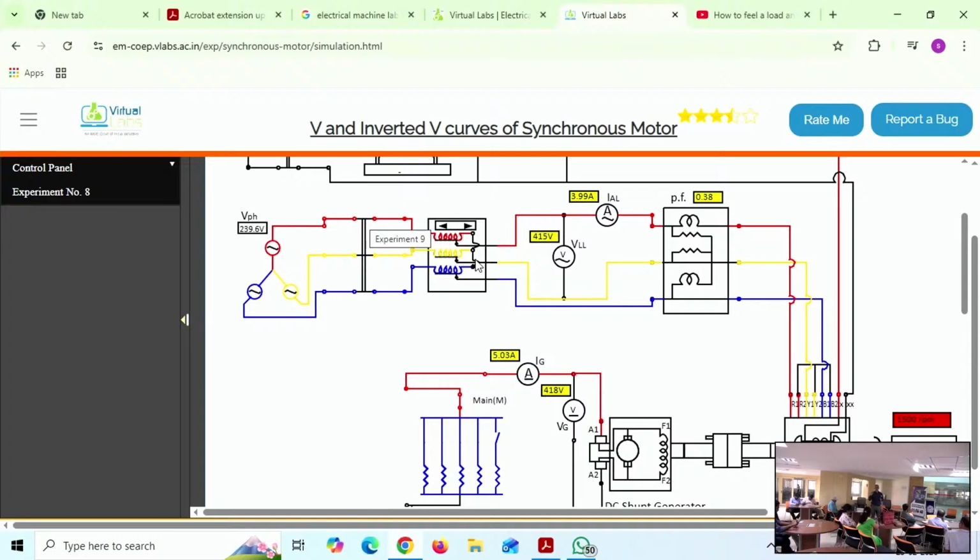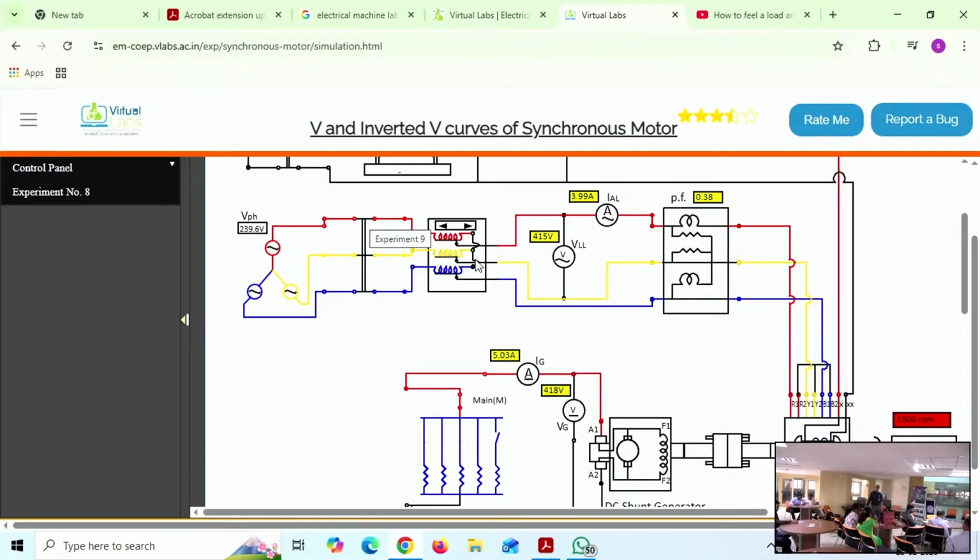Only if you do it physically will you know how it starts as an induction motor, and when you give excitation, how it becomes synchronous. Some smoothness will come, so you can see. But that jerk, you have to tell the students to watch, and see the speedometer and the current variations. Then you go to finally the V and inverted V curve characteristic.